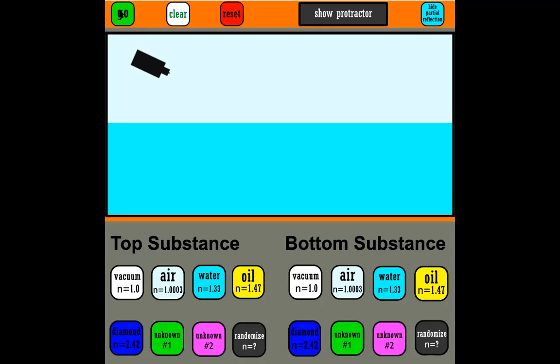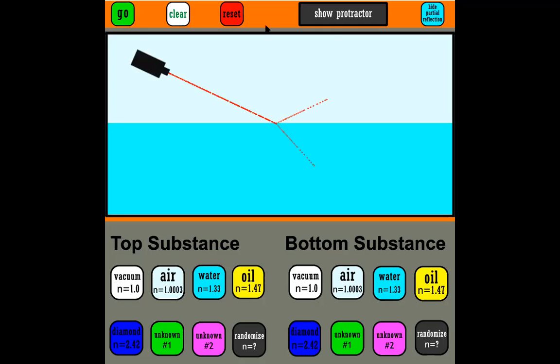So for example, here. I don't know what happened to our simulation. Uh-oh, what happened? Reset, go. I was just using this this morning and it was working. Clear. Air on top, water on the bottom, go.